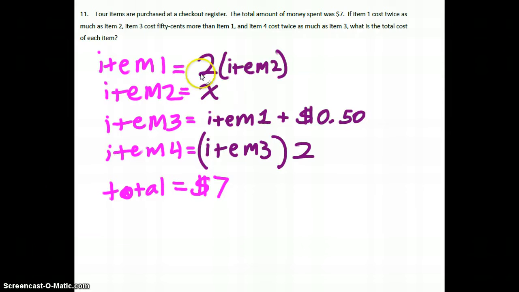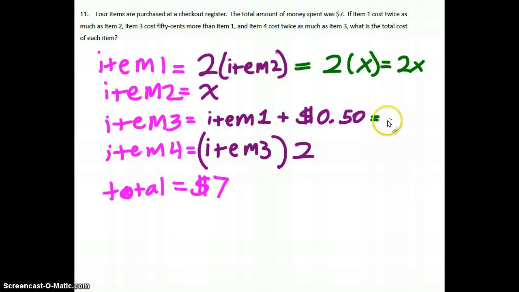For example, item 1 says that it's 2 times the cost of item 2. Well, item 2 is now the variable x, so we know that item 1 is really the value of 2 times x, which is really just 2x. Item 2 we know is already x. Item 3 now is whatever the cost of item 1 is. So if we go all the way across on item 1, we know that item 1 is 2x.